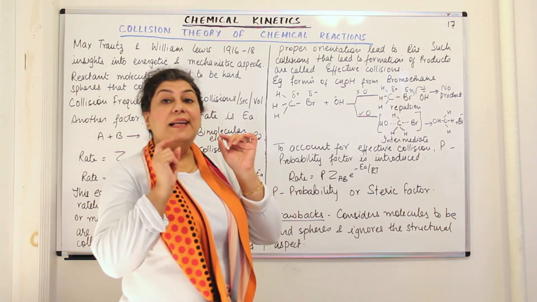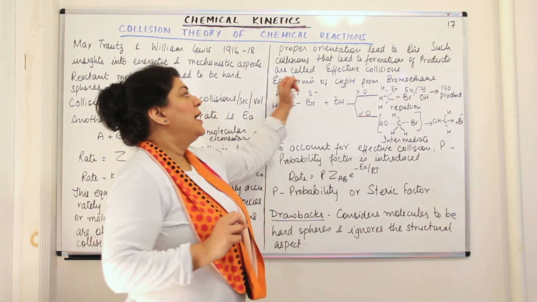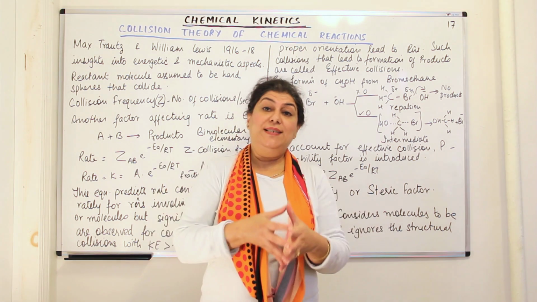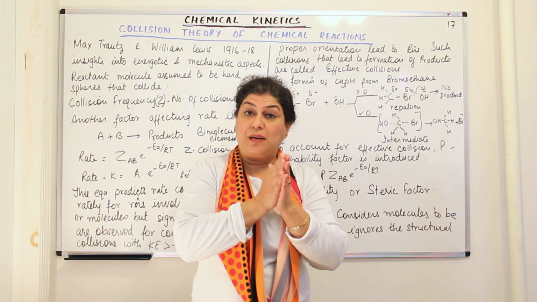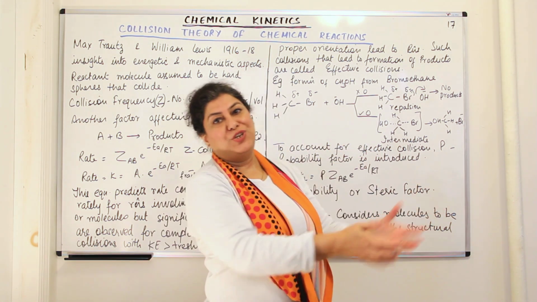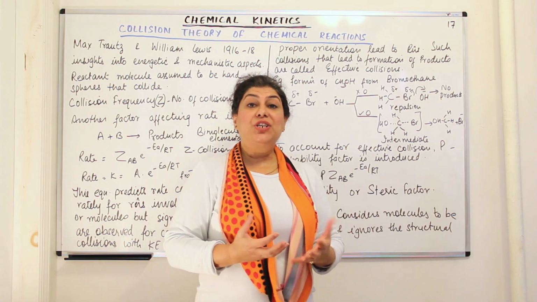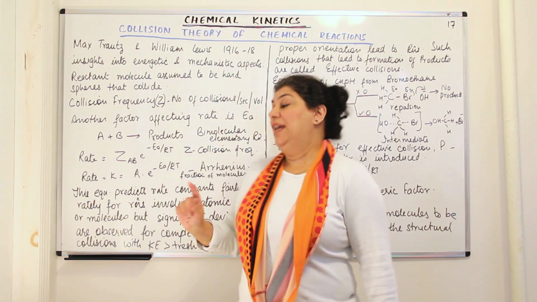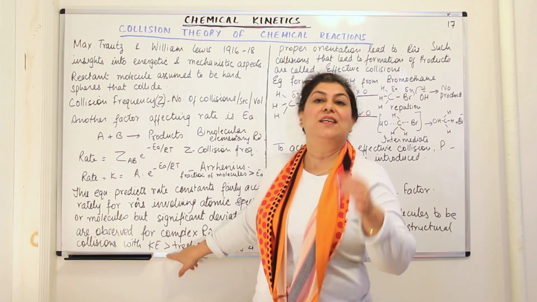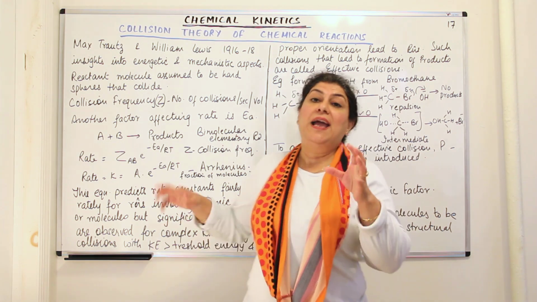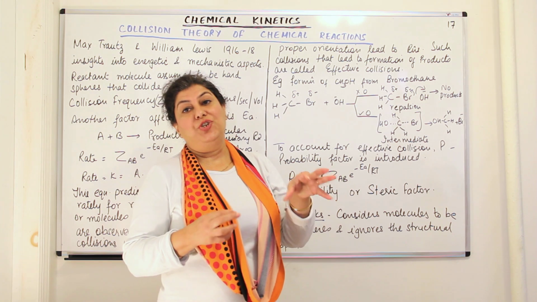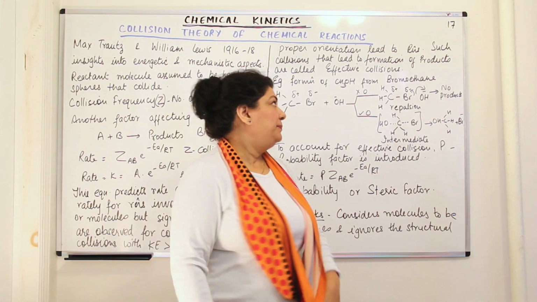Such collisions that lead to the formation of products are called effective collisions. So for collision frequency, we may say yes, lots of collisions may take place, but only effective collisions will lead to the formation of products. And what is an effective collision? An effective collision will be one in which the reactant molecules at least have kinetic energy greater than the threshold energy, and they collide with each other with proper orientation or in the proper direction.